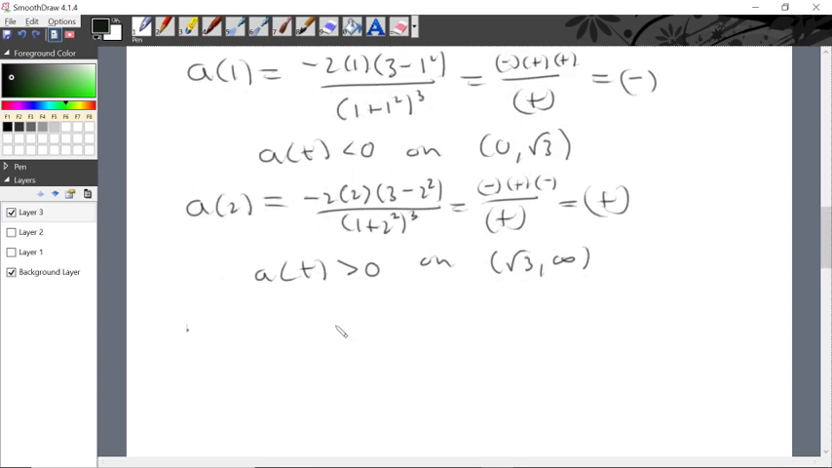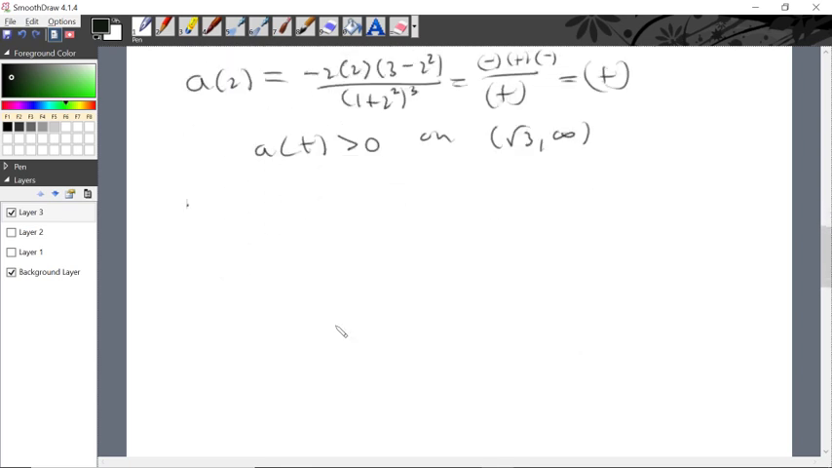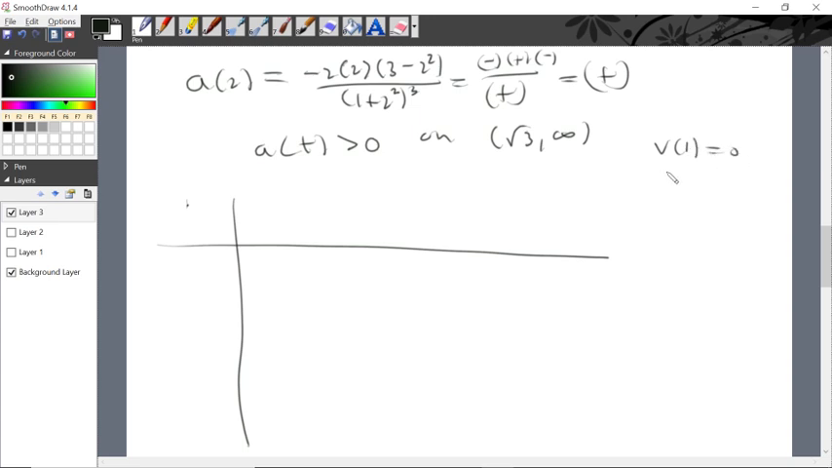So we can compare acceleration to velocity on intervals where neither of them happen to equal 0. Let's take a look at some intervals. Velocity was equal to 0 at 1, so v of 1 is equal to 0. We have acceleration equal to 0 at root 3, and we have that t is greater than or equal to 0. So some intervals of interest would be from 0 to 1, then from 1 to root 3, and from root 3 to infinity.